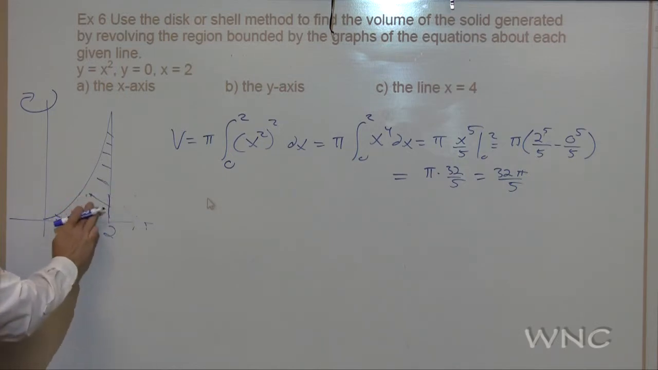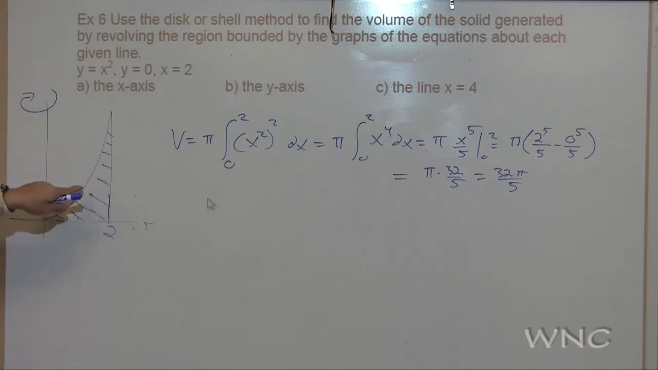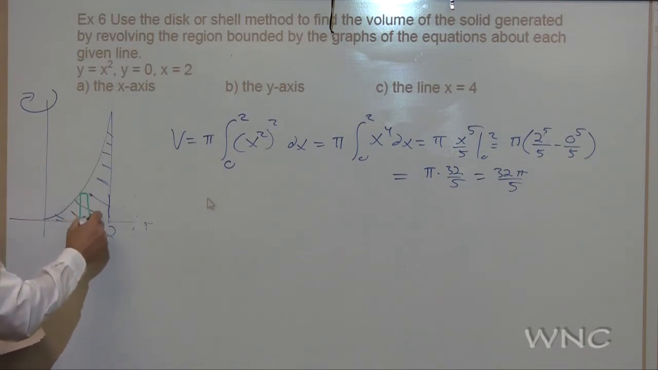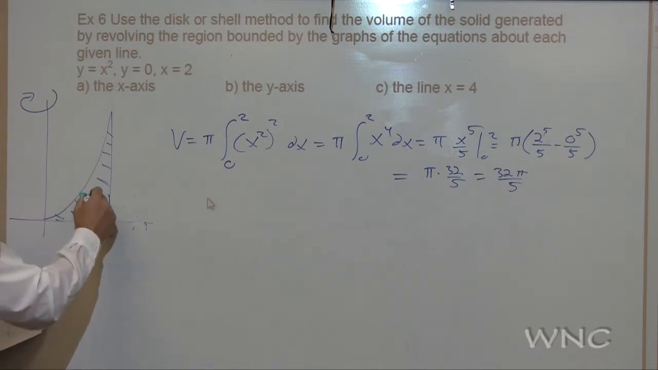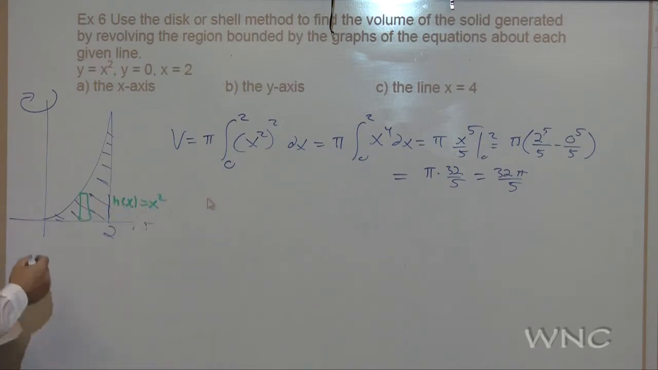So, what kind of approximating rectangle should we have in this case? We can solve for x and get a perpendicular approximating rectangle going this way. Or if we keep this in terms of x as the independent variable, then our h of x is x squared. And our p of x is just x.